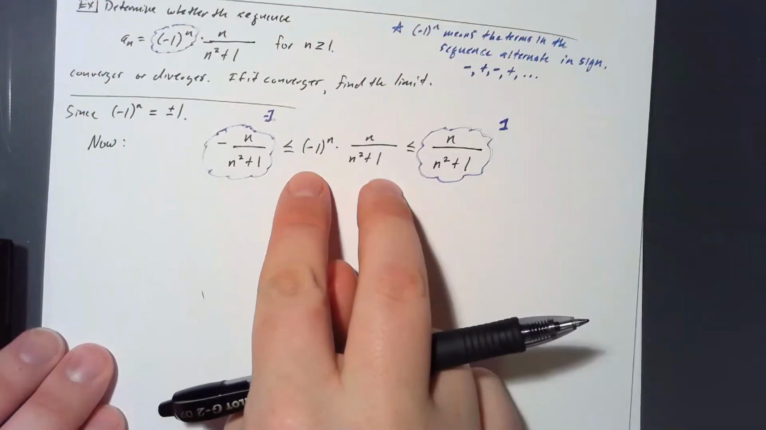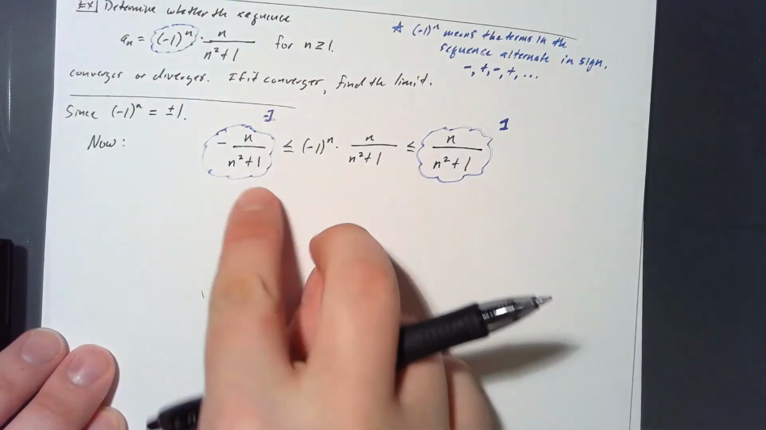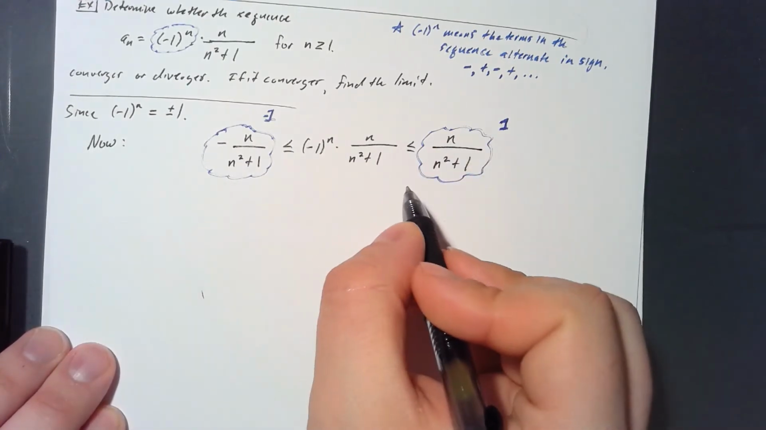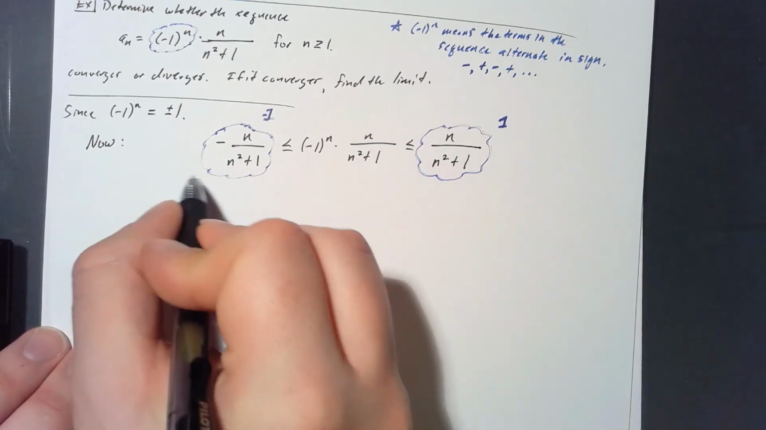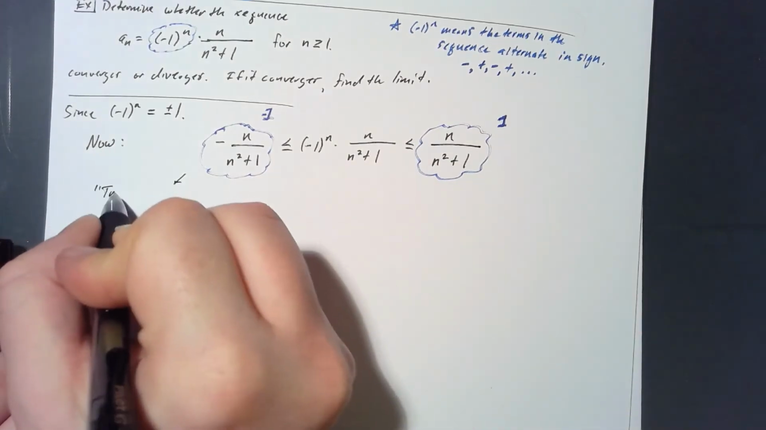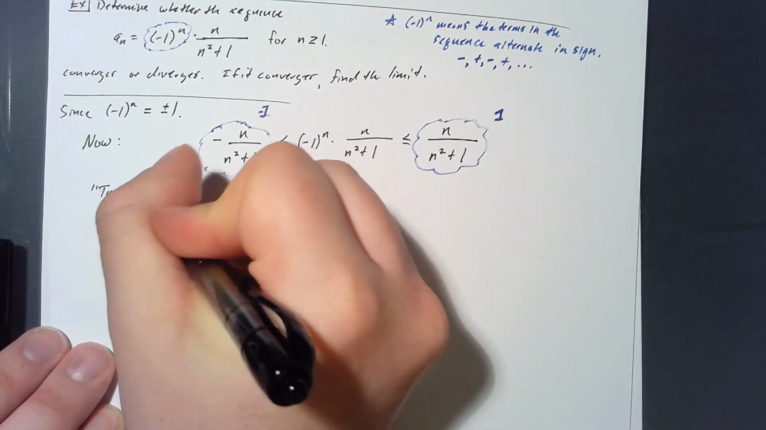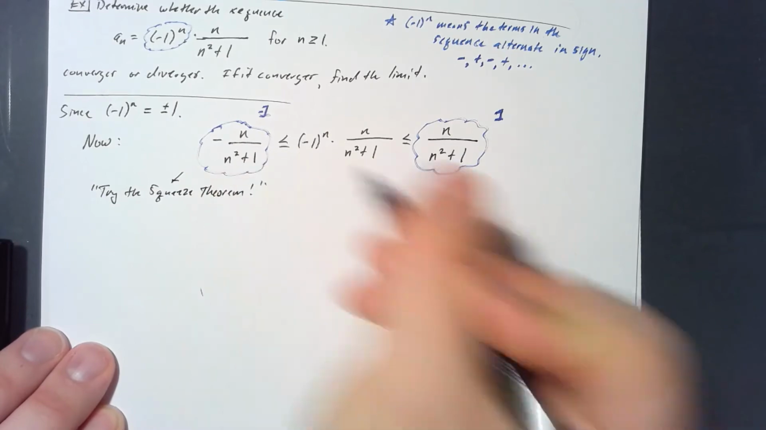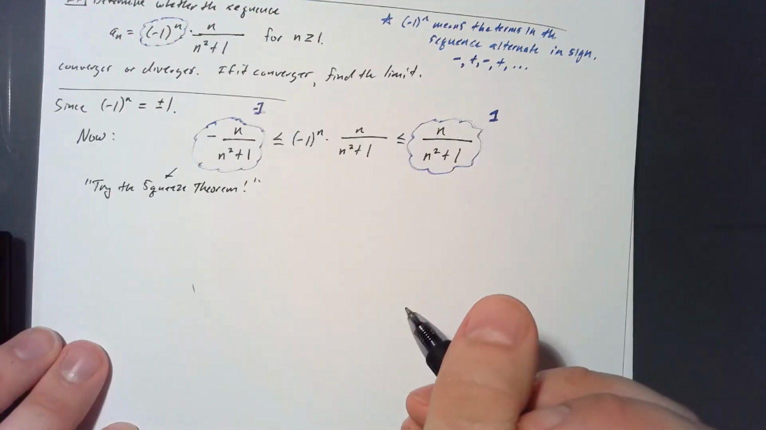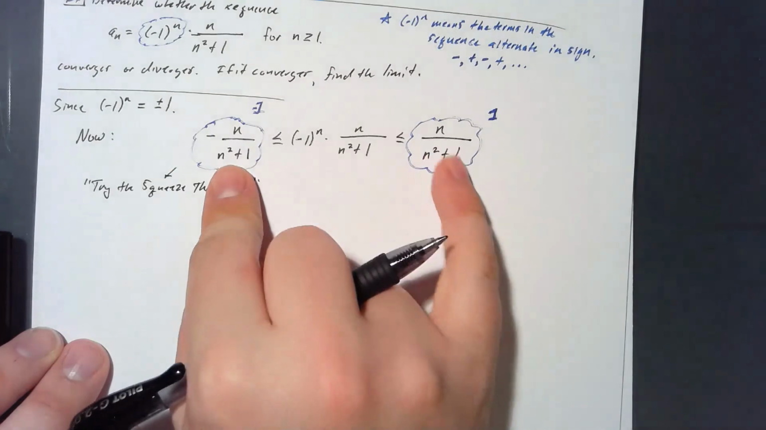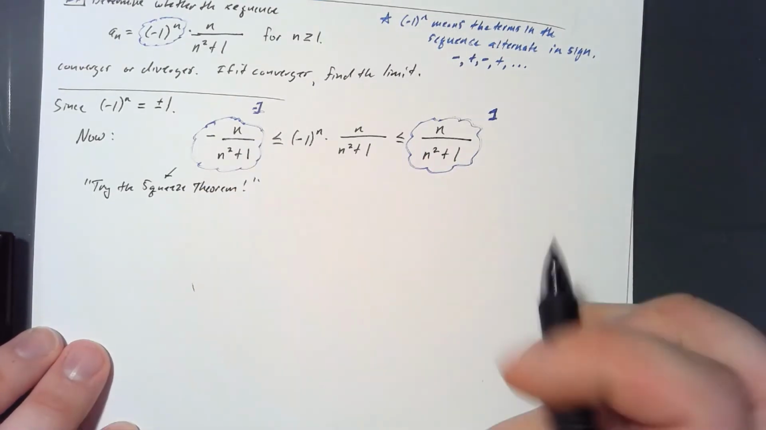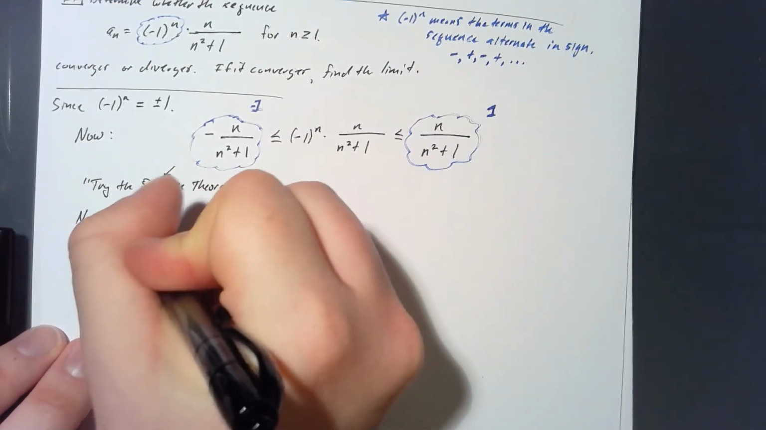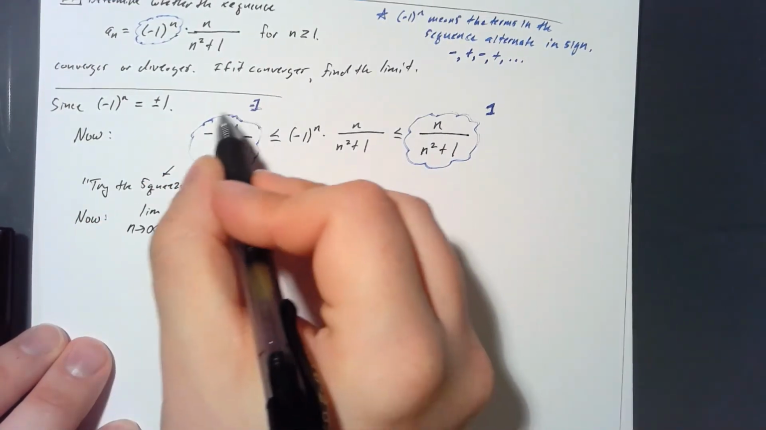So since this sequence, which is the sequence I started with, is caught between two things, I could use the squeeze theorem. So now I have this. So now I could try the squeeze theorem. Alright, so how do we use the squeeze theorem? You take the limit of the bounds on the inequality. So now the limit as n approaches infinity of this.